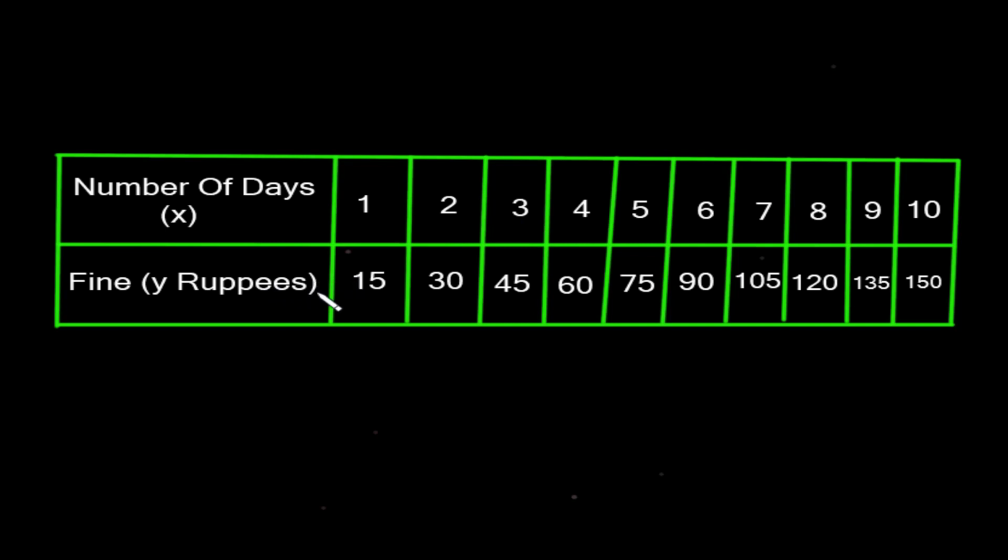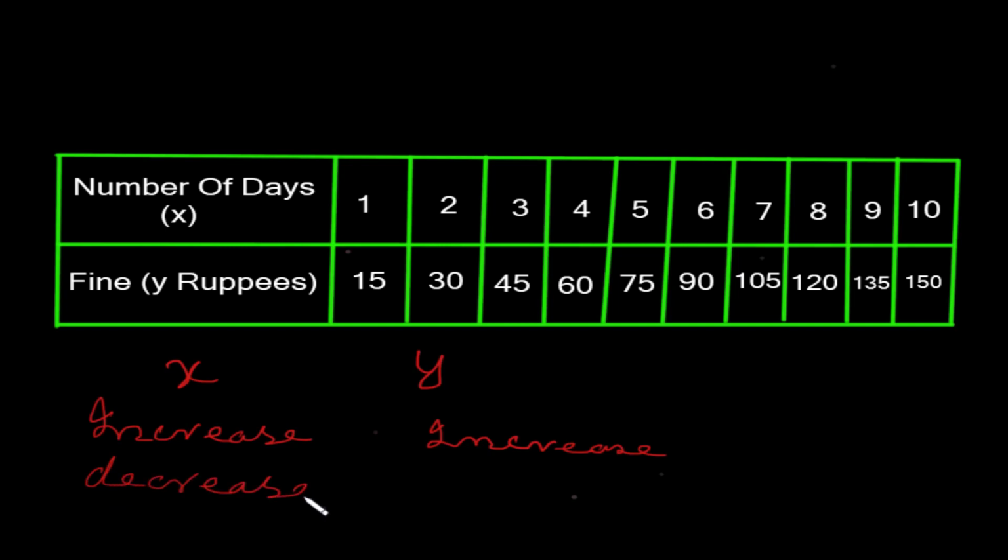So in short, this is X, and this is Y. When there is an increase in this X, this increase in X also causes an increase in this Y quantity. Similarly, when there is a decrease in this quantity X, this decrease in X will cause a decrease in Y.